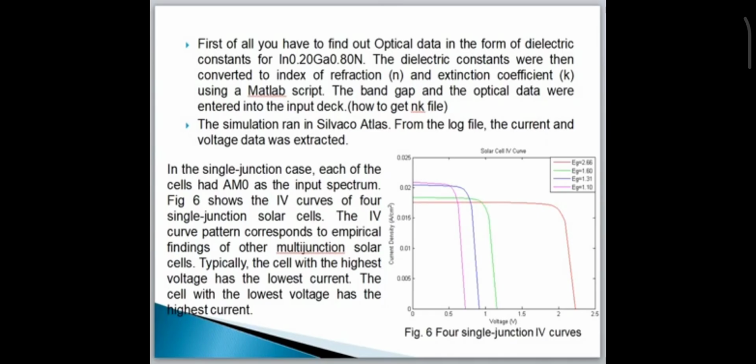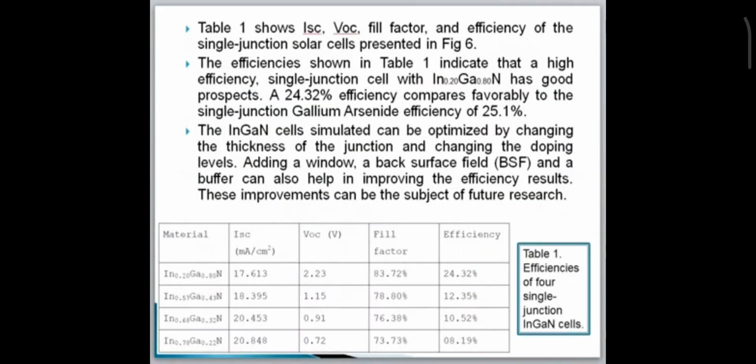The current voltage curve pattern corresponds to the empirical finding of other multi-junction solar cells. Typically, the cell with the highest voltage has the lowest current. You can note this in the figure. The cell with the highest voltage, around 2.225, has the lowest current, and the lowest voltage, around 0.75, has the highest current. Table 1 shows the short circuit current, open circuit voltage, fill factor, and efficiency of the single junction solar cells presented in figure 6.